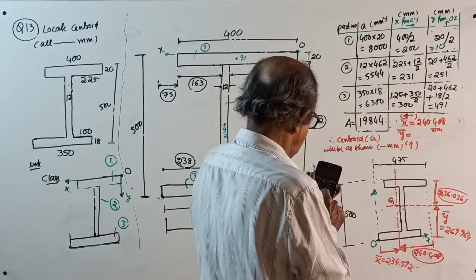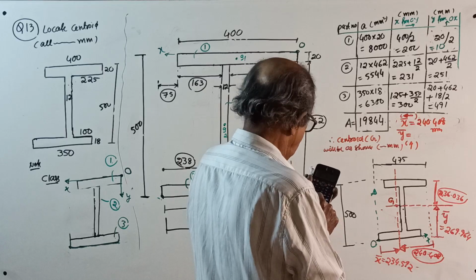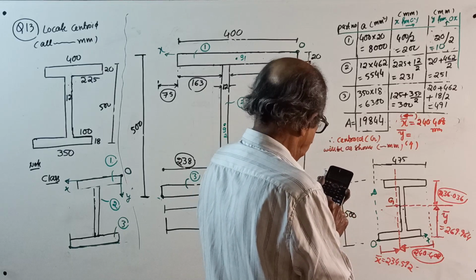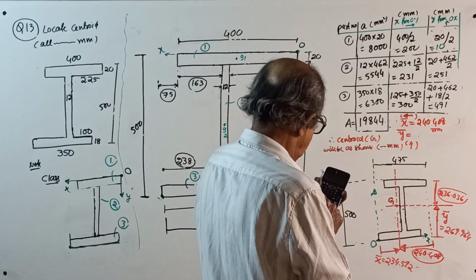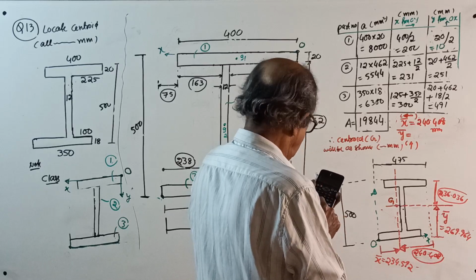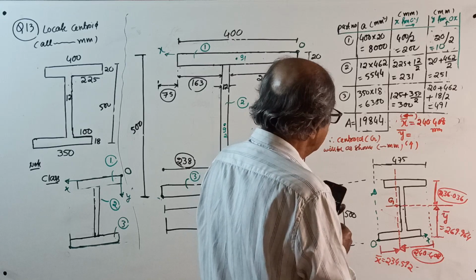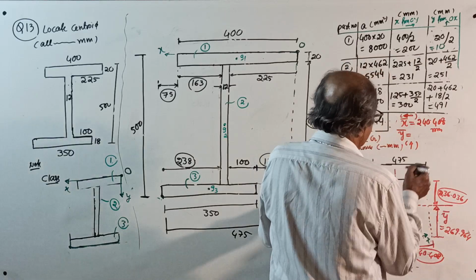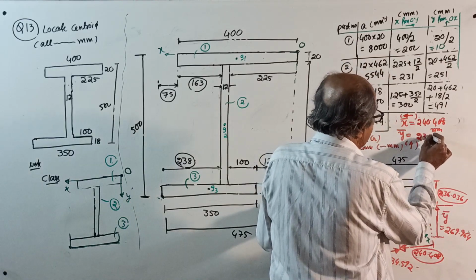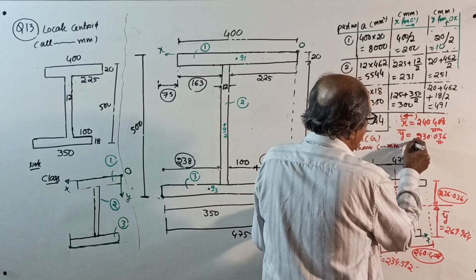One minute, calculation wrong. 8000 into 10 plus 5544 into 251 plus 6300 into 491, divided by 19844. 230.036. I got 230.036 millimeter here. How it is to the left side.